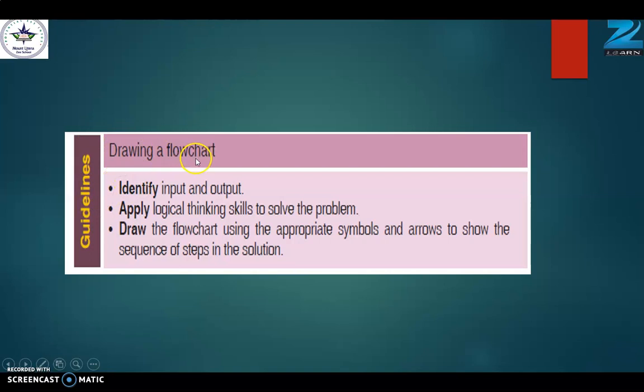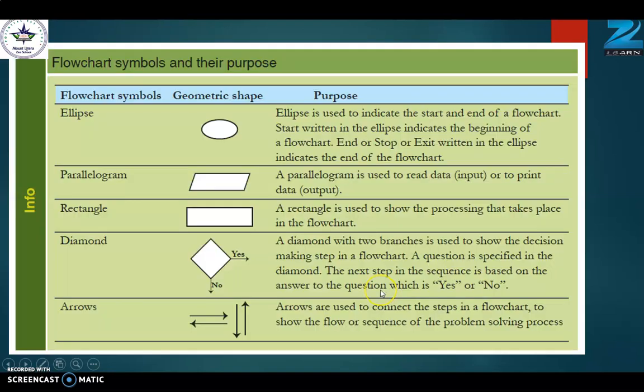Now, some guidelines to draw a flowchart. Identify, apply and draw. So what do we have to identify? Identify input and output. Apply logical thinking skills to solve the problem. Draw the flowchart using the appropriate symbols and arrows to show the sequence of steps in the solution. Before we start solving the problem using flowchart, we must be aware of the symbols used in flowchart. So here the names of symbols, the geometrical shape used for each, and the purpose are given.